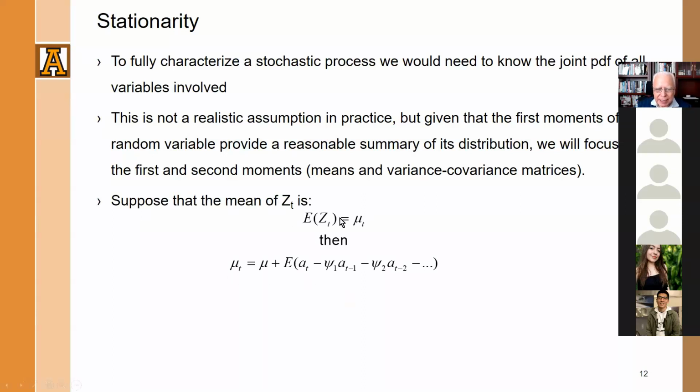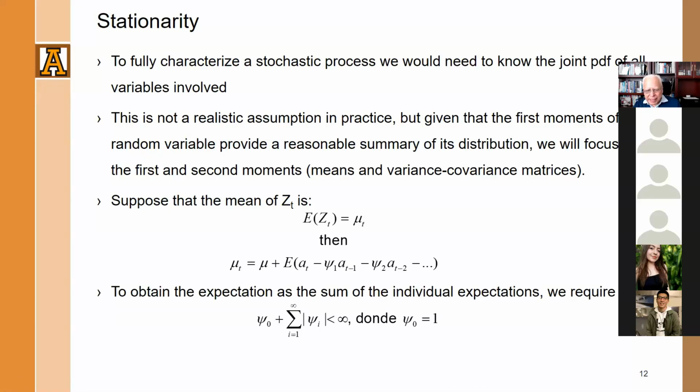Suppose that the mean of Z_t is mu sub t. So in this case, the mean depends on time. Then mu sub t will be equal to mu plus the expected value of this infinite sequence: the expected value of a_t minus psi_1 a_{t-1} minus psi_2 a_{t-2}, and so on.